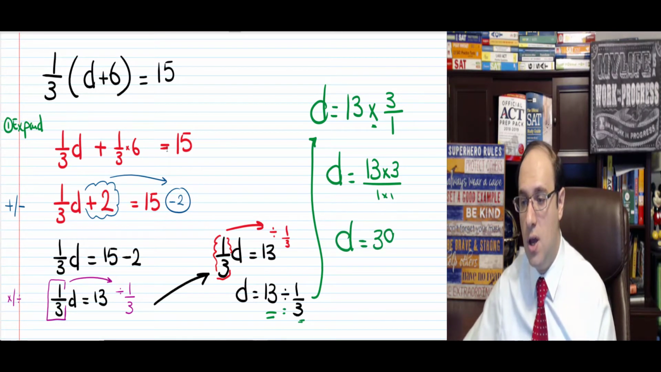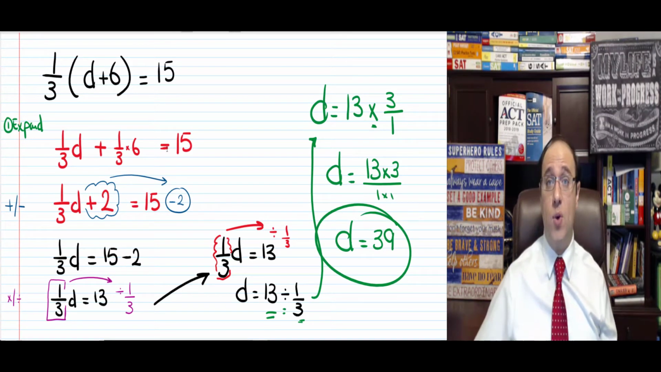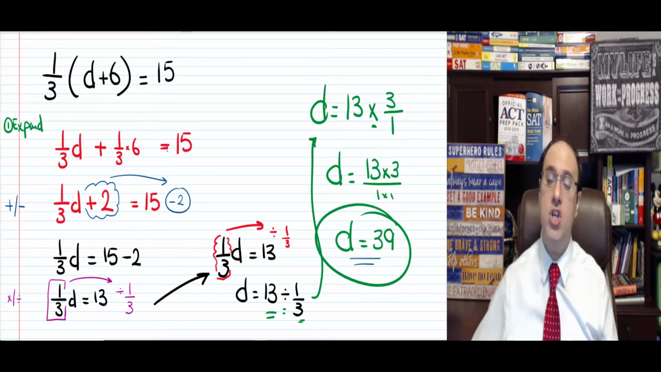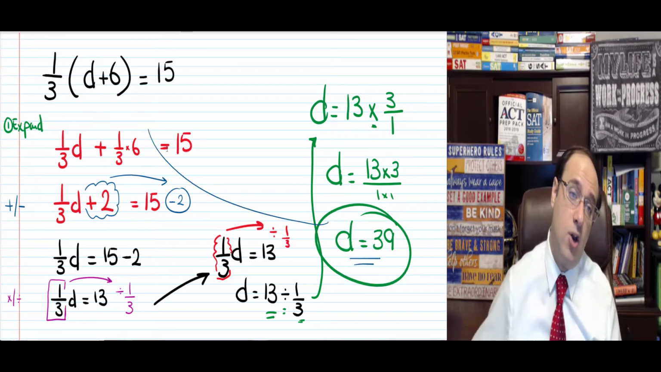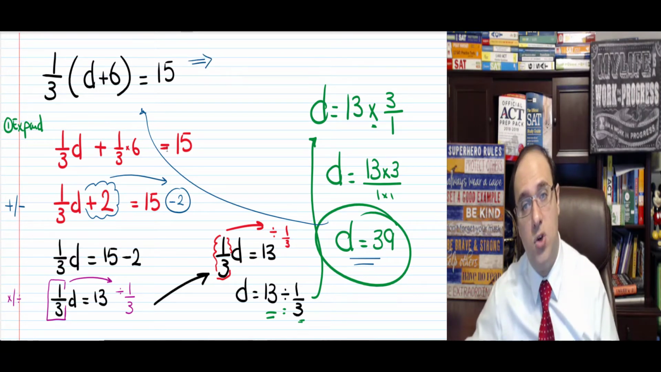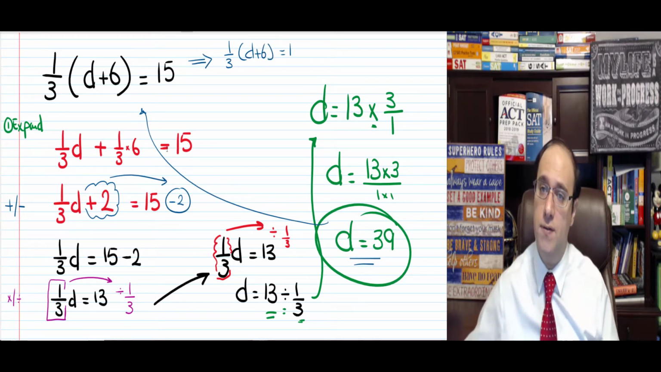It is 39. Now, you always want to check to make sure you did the right thing and got the right answer. So let's check really quickly. d equals 39. I want to check that I'm right. I take it, and I go up here, and I put it into this equation. Okay? My equation was 1/3 times d plus 6 equals 15.